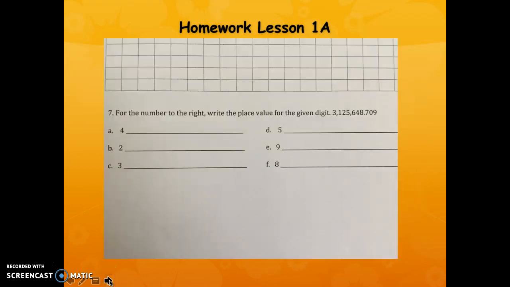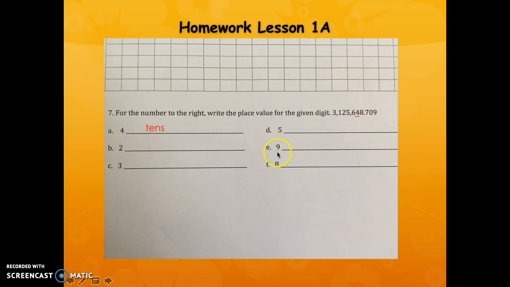There's some subtraction problems at the top. You should know how to do those, and you've got that area to show your work. So let's look at number 7. You've got a pretty big number here. Here's your decimal. So you're going to write the place value for the given digit. Your given digit is 4. So let's find the 4. There it is. So if I start at my decimal, here's my ones, and then I have my tens. So we would say that the 4 is in the tens place.